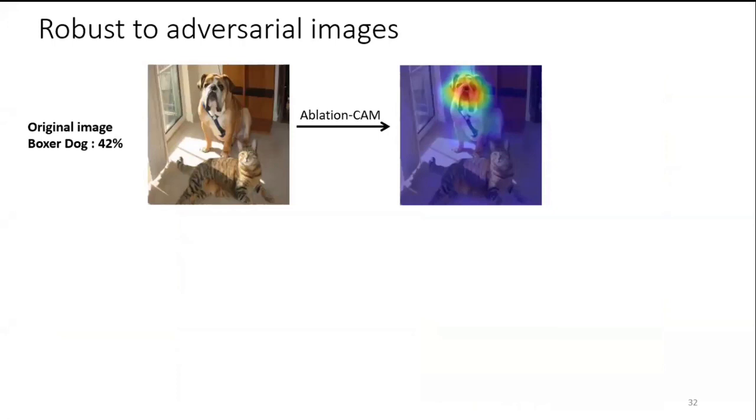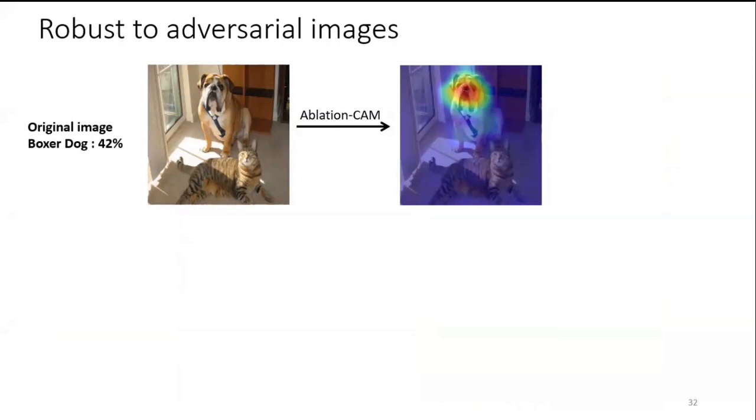Ablation-CAM visualizations are robust to adversary images. For people who don't know what adversary images are, they are basically what you get when you make very small changes to the original image and the network gives a completely different output. And these changes are not even visible to the human eye.